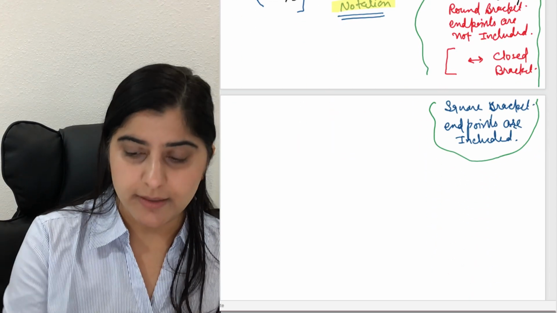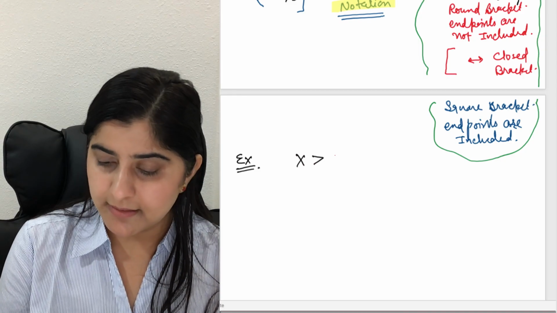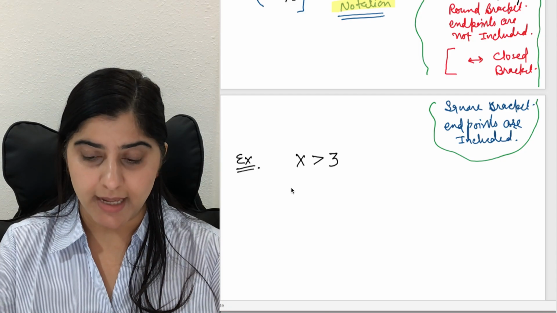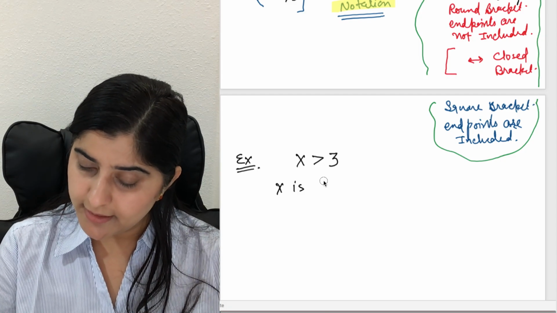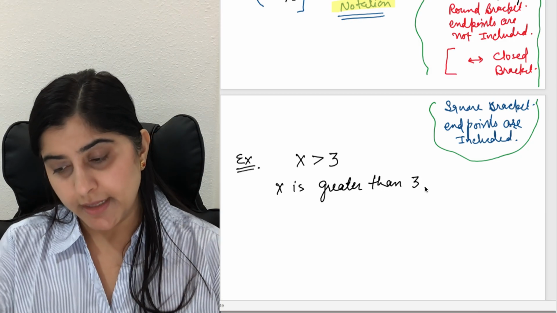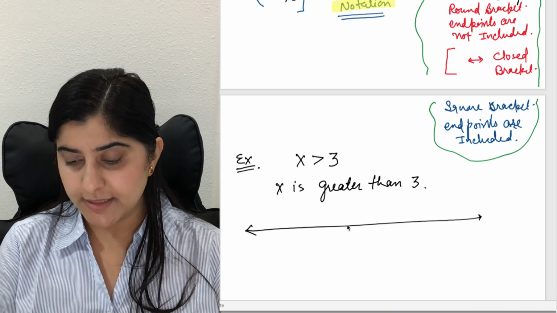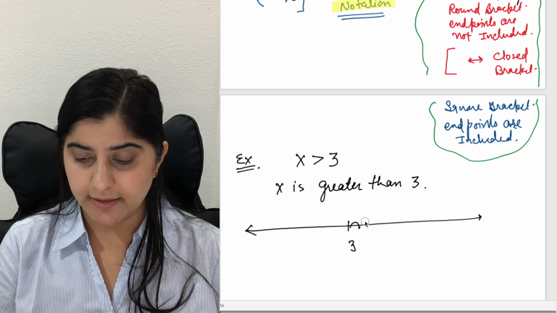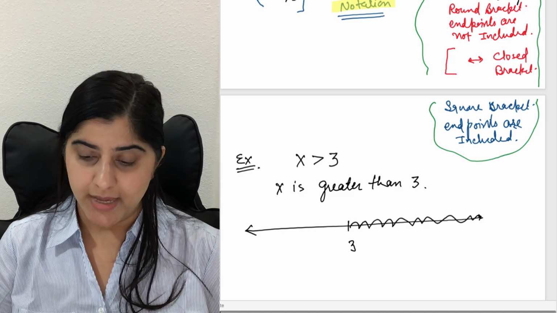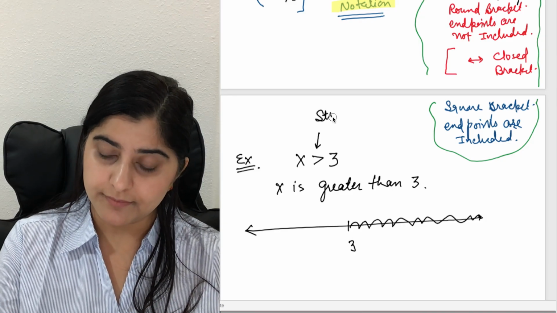Now if we have a strict inequality, let's talk about that. If we say x is, how to read it? Read it from the variable side. So x is greater than 3. Now it is not equal to 3, only greater than 3. If you have to graph this inequality, 3 is here, and greater than means x is on the right side. You will highlight all the way up to positive infinity. And 3 is not included, x is strictly greater, so this is a strict inequality.